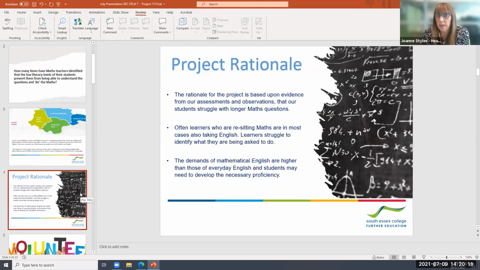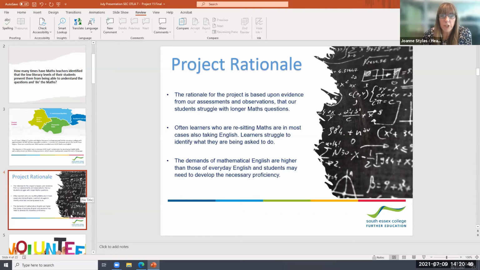The project rationale was very much based upon evidence that we were finding from our own assessments and what we were seeing in our classroom practice, that a lot of our learners were really struggling with the longer maths questions. And a lot of them that were resitting, as I've said, were also resitting their English, and they weren't always at a higher level on their English to their maths. Sometimes they were on exactly the same level or slightly lower. And I think there was a unified understanding that the mathematical English is quite often higher than everyday English. So the focus of the project was mainly on GCSE because that is what most of our learners were on.